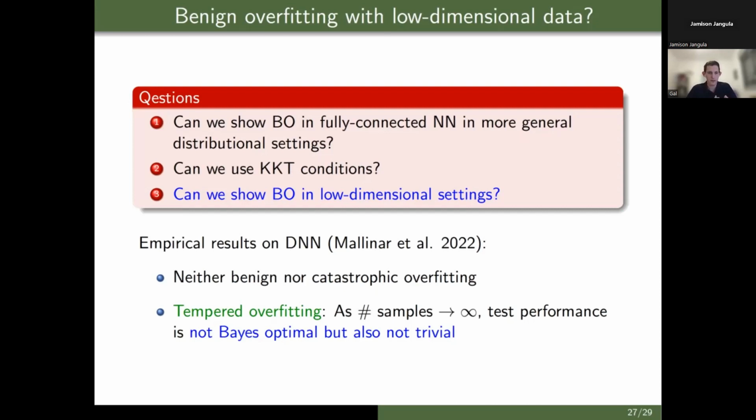And they called this intermediate regime tempered overfitting, which means that if we think about the limit where the size of the dataset goes to infinity, if we think about large training datasets, then the test performance does not approach the Bayes optimal performance, which means that we don't have benign overfitting. But it also does not approach a trivial predictor. The predictor does not behave like a random guess. It behaves much better than a random guess. So the overfitting is not benign, but also not catastrophic. And they called it tempered overfitting.